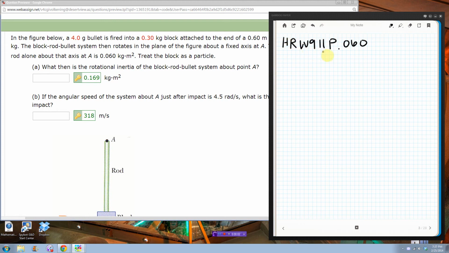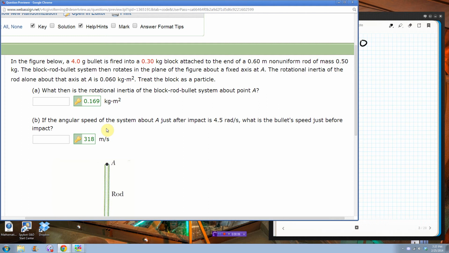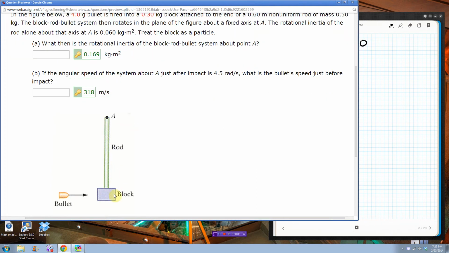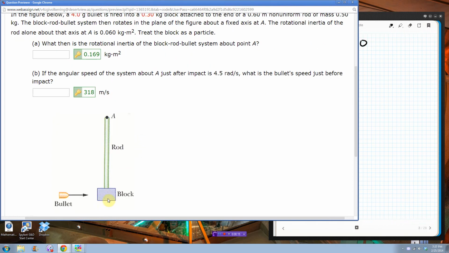This is HRW911P060. So it says in the figure below, a bullet is fired into a block attached to the end of a non-uniform rod of mass. They give you the mass. The block rod bullet system then rotates in the plane of the figure about the axis A.